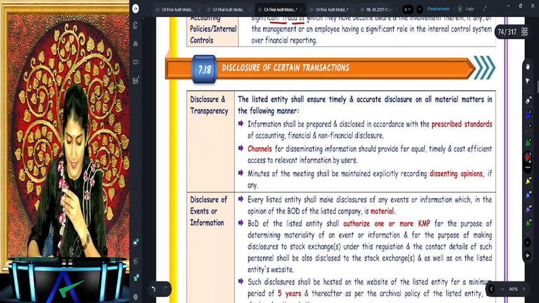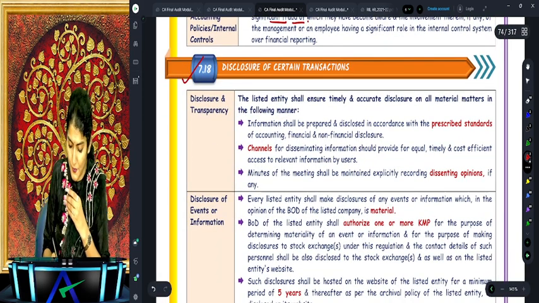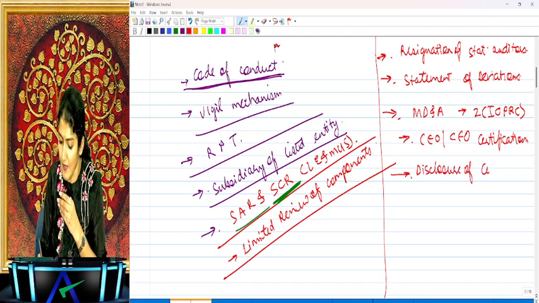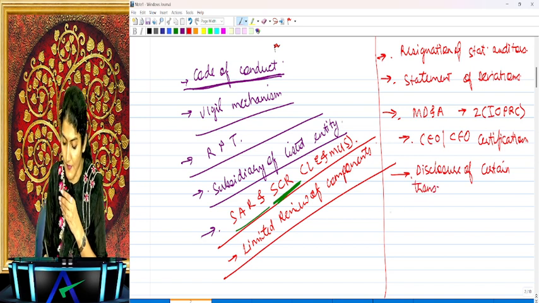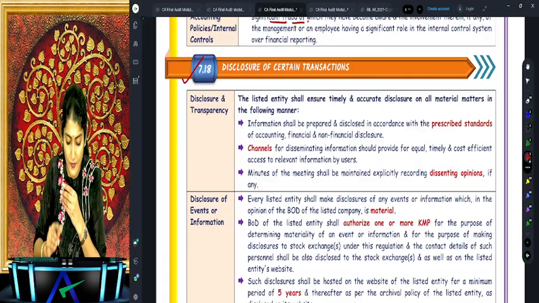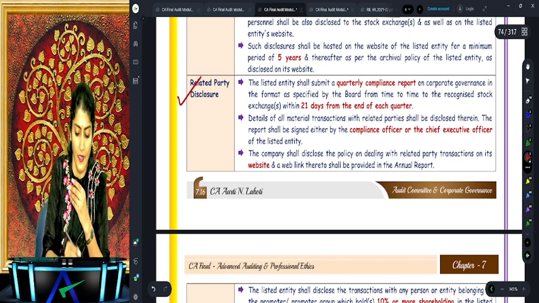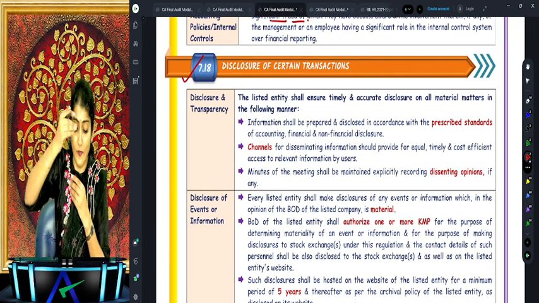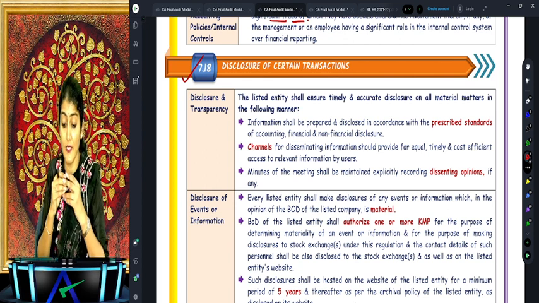Are you understanding that? And now coming to the next point over there, which is regarding the disclosure of certain transactions, right? Which is regarding the disclosure of certain transactions. Okay. And in this certain transaction, again, one transaction which comes over here is the related party disclosure. Okay. Anyways, we'll come to that, right? So now coming to disclosure, okay, listed entity.